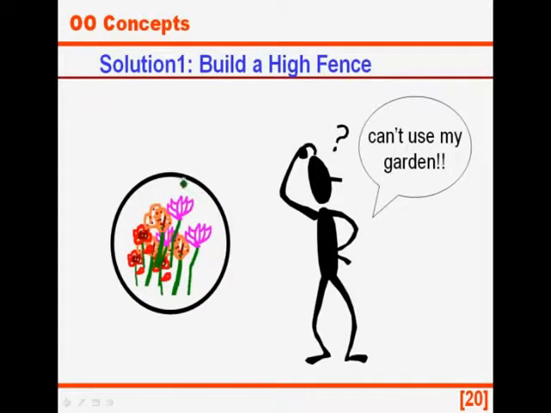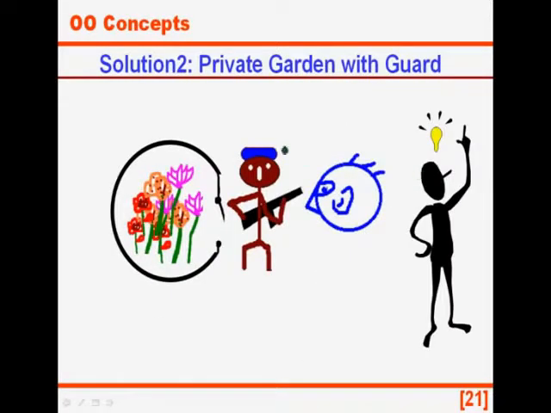Suppose I build a very high fence around my garden, and enclose the complete garden. My flowers are safe, but I got a new problem. I can't use my own garden. Let's go to the next solution.